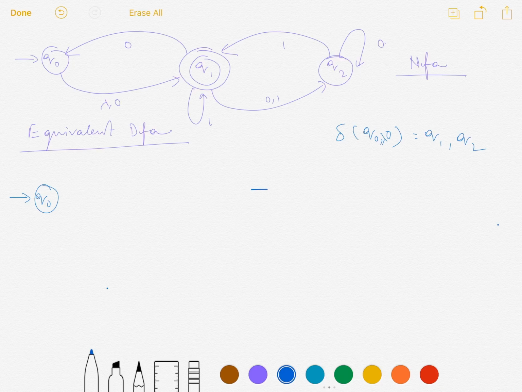So, are there any other states we have to check? Yes, it is going to Q0 also. If I give lambda and 0, it is going to Q0. If I give lambda 0, it is going to Q2, and if I give 0 directly, it is going to Q1. So, it should be Q0, Q1, Q2.